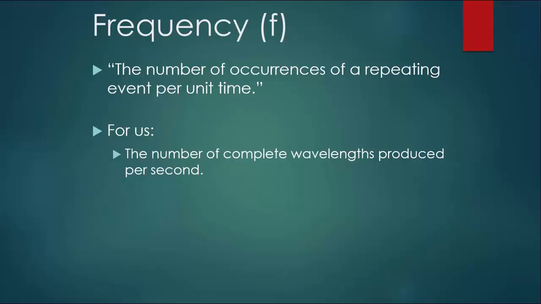There's no equation for this on the reference table, but we could write it in the form of an equation like this. F for frequency is equal to the number of wavelengths that you see in a picture or that are described to you. That's the number of complete wavelengths, or number of oscillations, or number of crest-trough pairs, however you want to think about it, divided by time. We have a new unit that goes along with frequency.